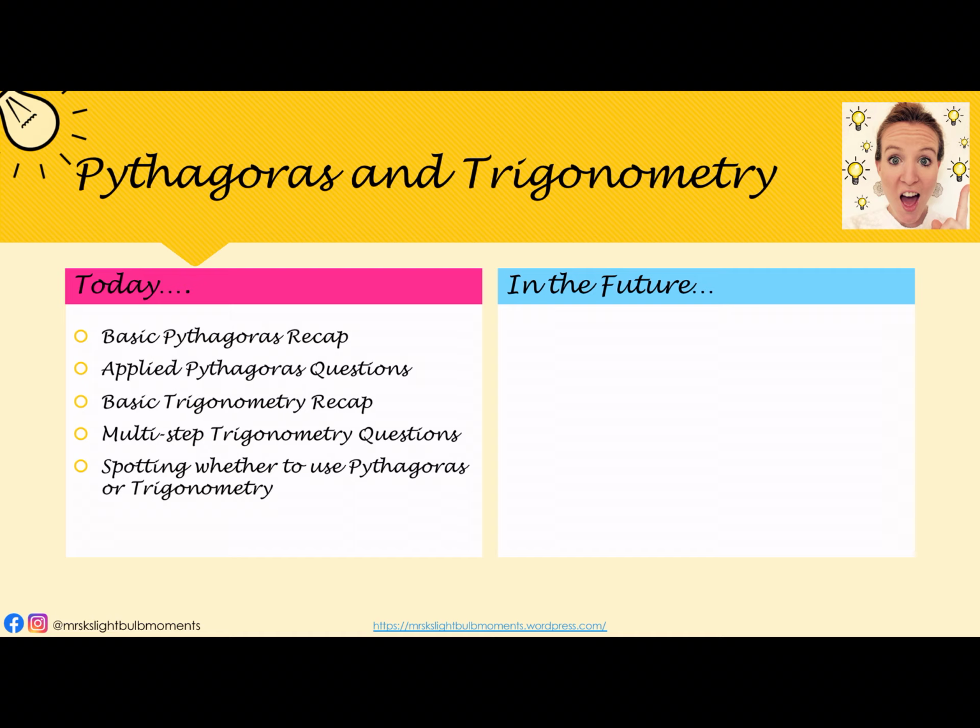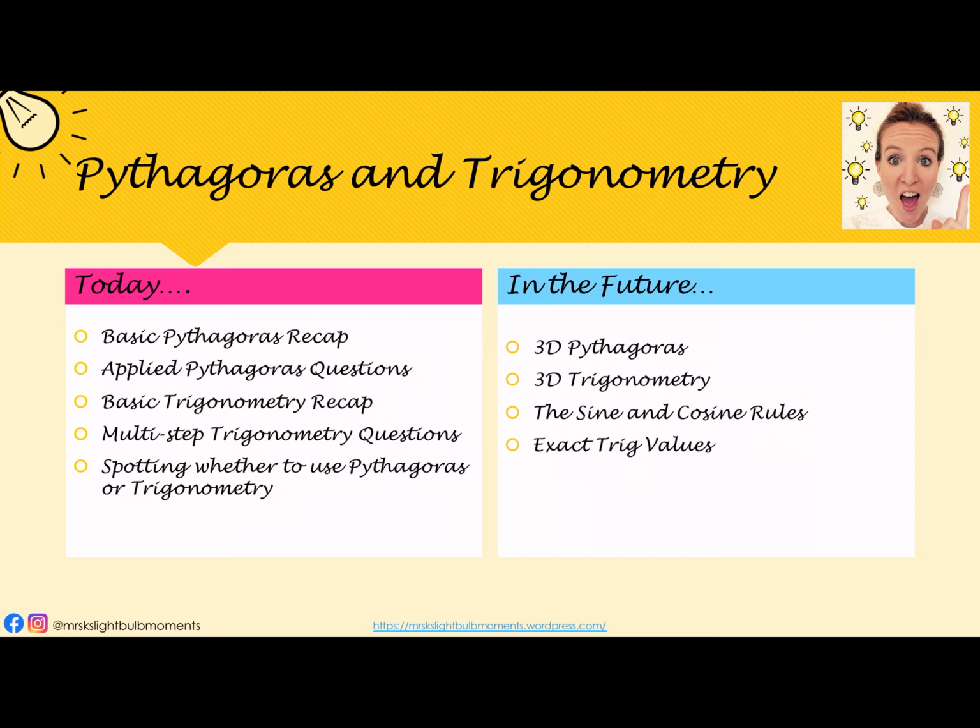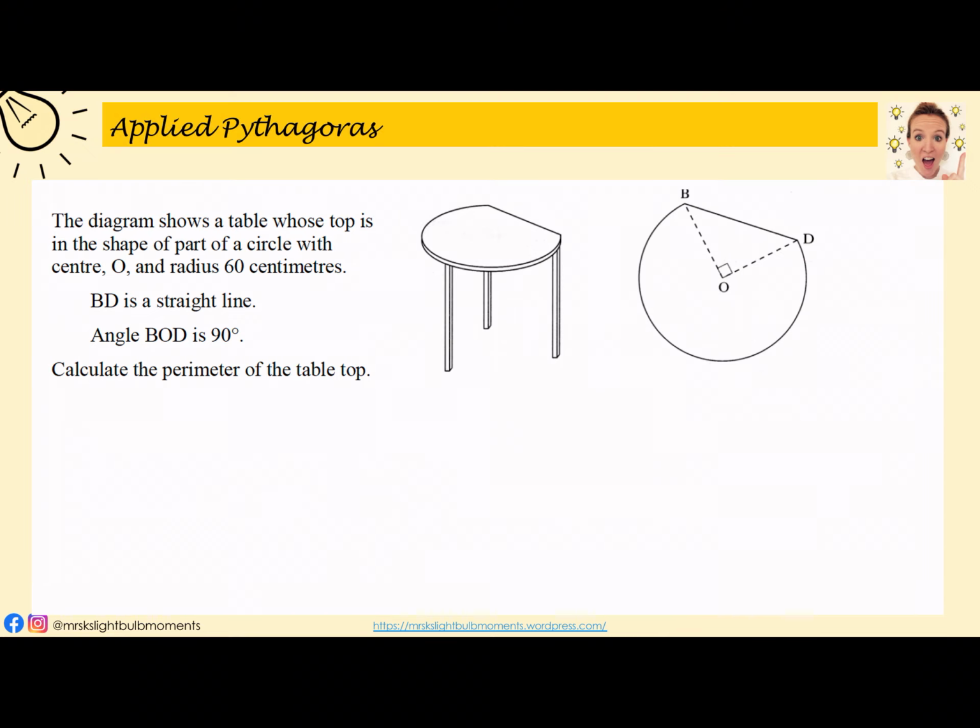In the future then, we've still got a lot of trigonometry to cover. We're going to also do 3D Pythagoras, 3D trigonometry, the sine and cosine rules, exact trig values, and trig graphs. So a lot more trig topics to cover, but today we're going to be focusing on those ones on the left. All right, let's get on with some of the applied Pythagoras questions. Have a little read of this question first and see if you can work out what we're going to do.